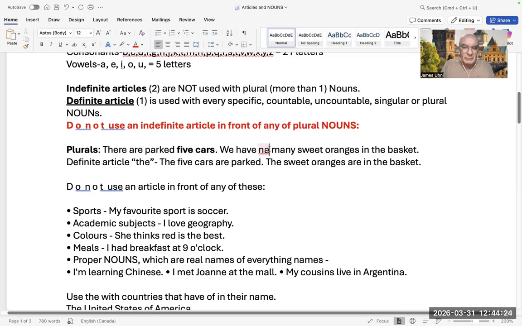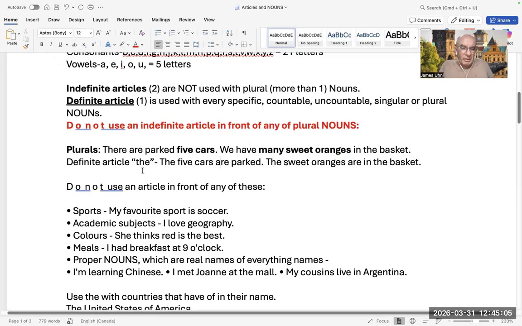We have, what is that? Many sweet oranges in the basket. Again, many sweet oranges. And again, there is S at the end, which means plural, and there is no article. Now I know what it meant. We have no article, many sweet oranges. That was the N/A. I think that would be confusing, so it's better to not have there anything.